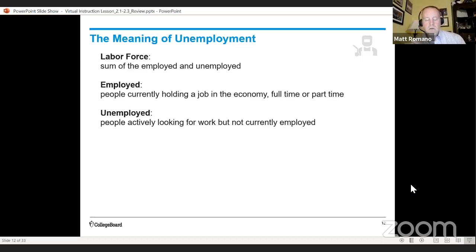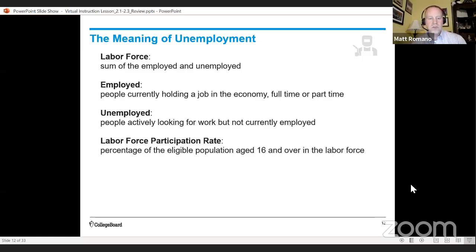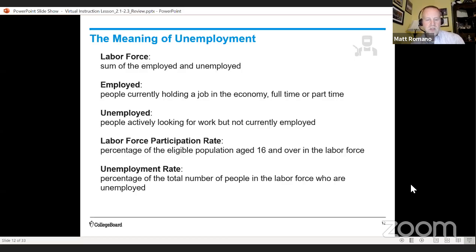To be unemployed means that you're actively looking for work, but you're not currently employed. Implied in that is that you're part of the labor force, and I'm going to come back to that shortly. If you don't have a job and you have no desire for a job, you're not considered unemployed. That's the most straightforward way to put that. The labor force participation rate, as we said, is the percentage of the eligible population age 16 and over in the labor force, and the unemployment rate is the percentage of the total number of people in the labor force who are currently unemployed. So know your definitions first, know your terminology, and be able to speak the language before diving into the numbers and trying to calculate these things.